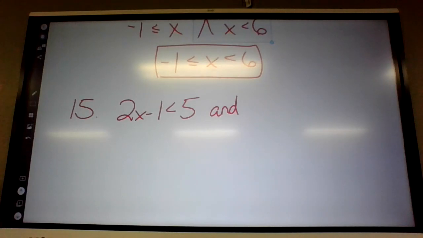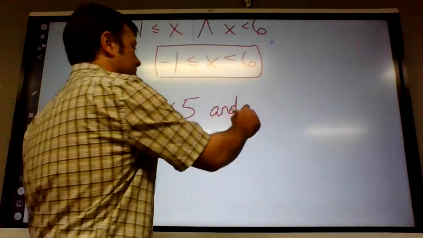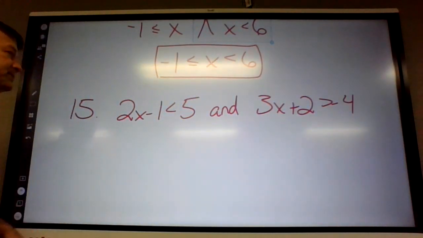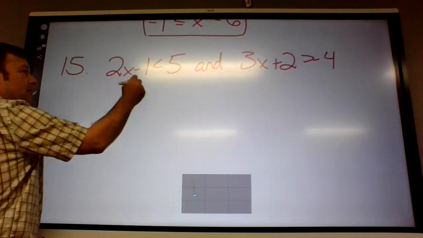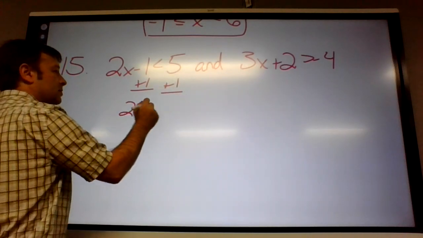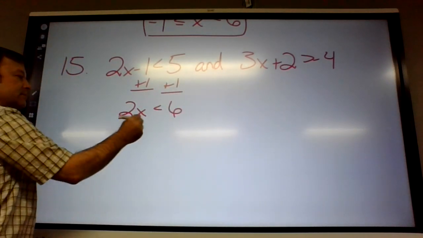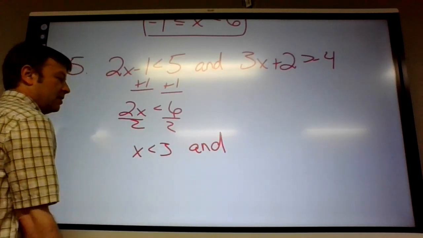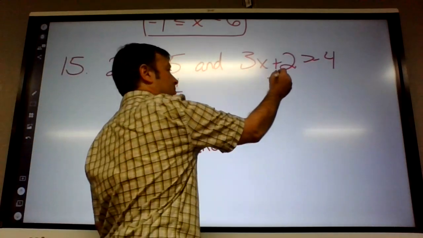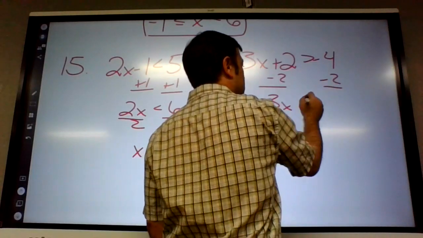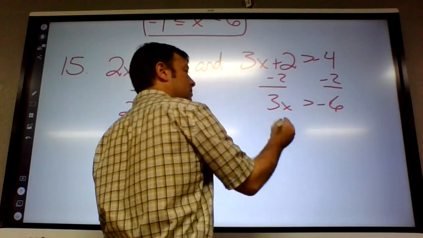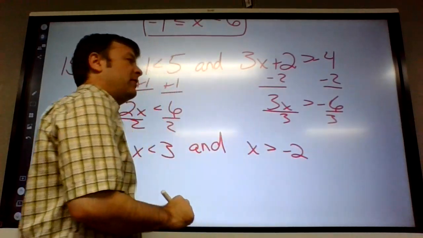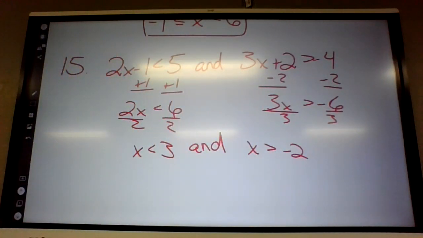2x minus 1 is less than 5, 3x plus 2 is greater than negative 4. Alright, Ben, what would I do on this one? Plus 1. And then divide by 2. And then you would subtract 2. But you would change the sign. No? Okay, we're dividing by positive 3, so the sign doesn't change.